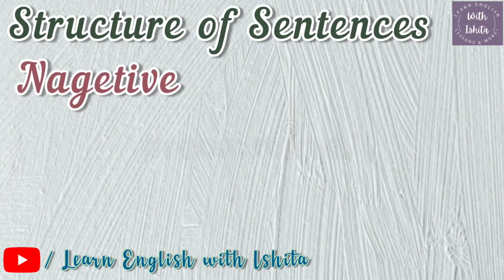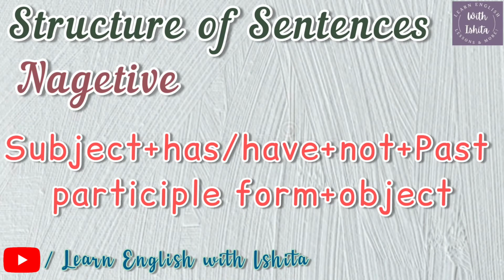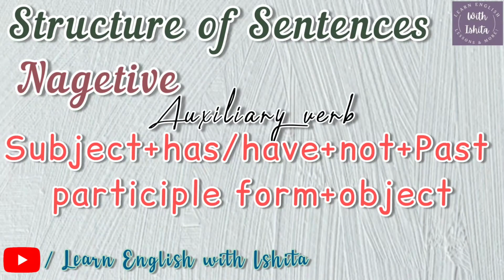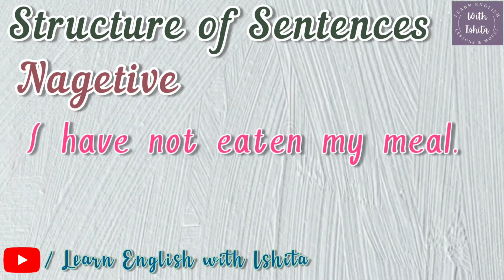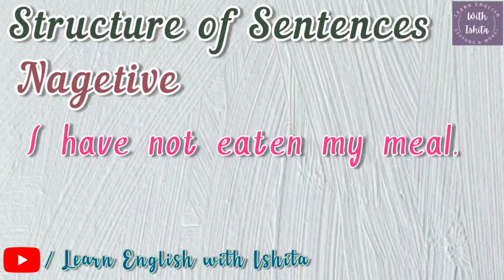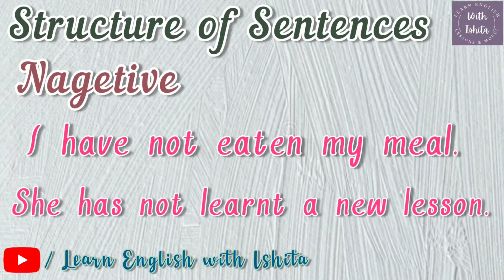Next, for negative sentences, the structure will be subject plus auxiliary verb, has or have, plus not. Because it is a negative sentence, we are using not here. Plus main verb, that is the third form of verb or past participle, plus object. For example, I have not eaten my meal. Next one, she has not learned a new lesson.